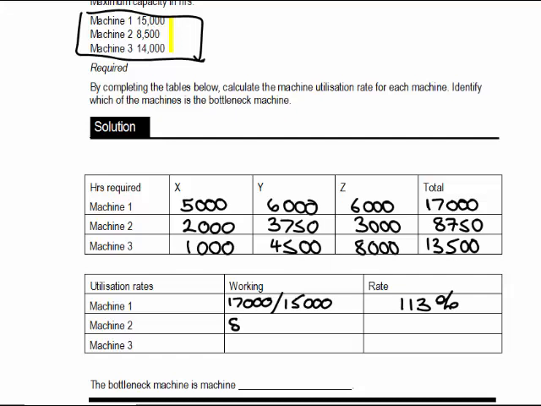Machine 2, well, we need 8,750, but we've got 8,500, which is still more, and that's 103%. And machine 3, well, we need 13,500. We've actually got 14,000, and therefore that is 96%. Now we've got two machines which are potentially working over the limit here, but the one with the highest utilisation rate is machine 1, and therefore machine 1 is the bottleneck machine.